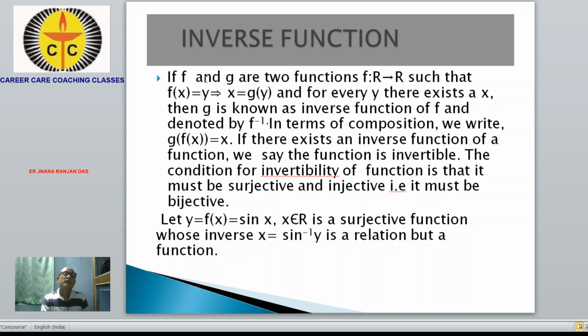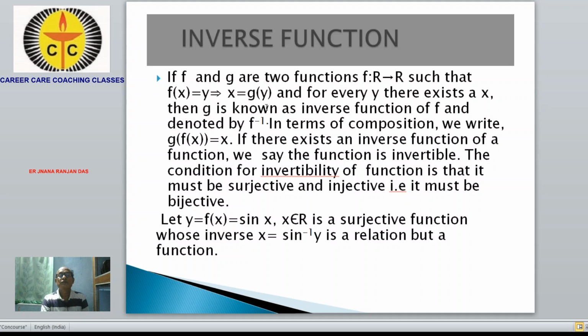Suppose we take two functions f and g, from R to R, such that f(x) is equal to y. If f(x) is equal to y, we can express x in terms of y. That means x is equal to some function g of y. And for every y there exists x. If for every y there exists x, then g is known as the inverse function of f.